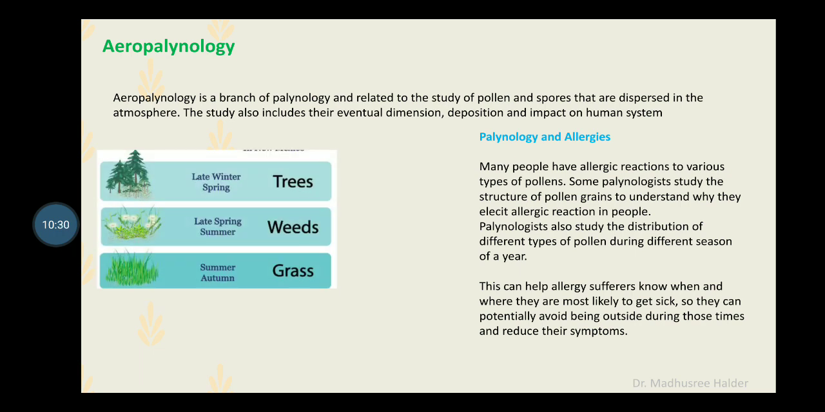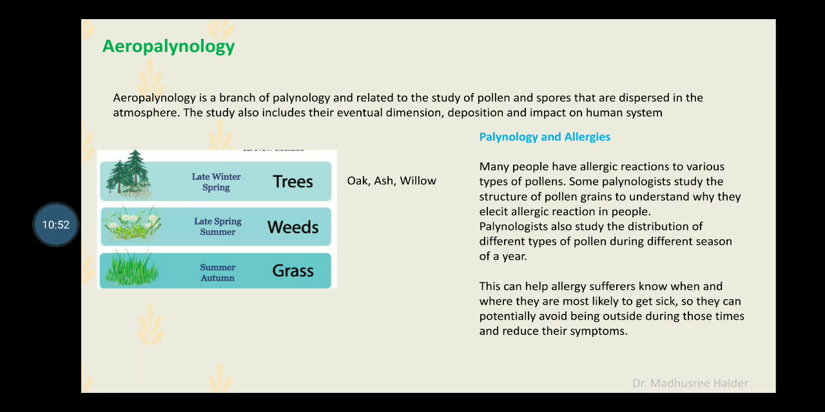Here is the pollen calendar actually: in late winter and spring the pollen grains of trees are dispersed, and some examples of trees are oak, ash and willow that disperse their pollen grains during the late winter and spring.